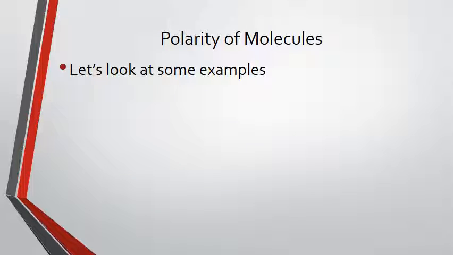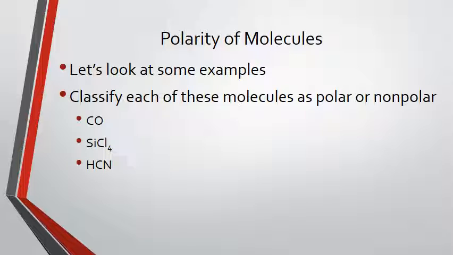So let's look at some examples. We'll look at the vector. We'll see when they cancel, when they don't, when the molecule is polar, and when it is not. So here's what we'll work: carbon monoxide, silicon tetrachloride, and hydrogen cyanide. We will classify each of these molecules as either polar or nonpolar.